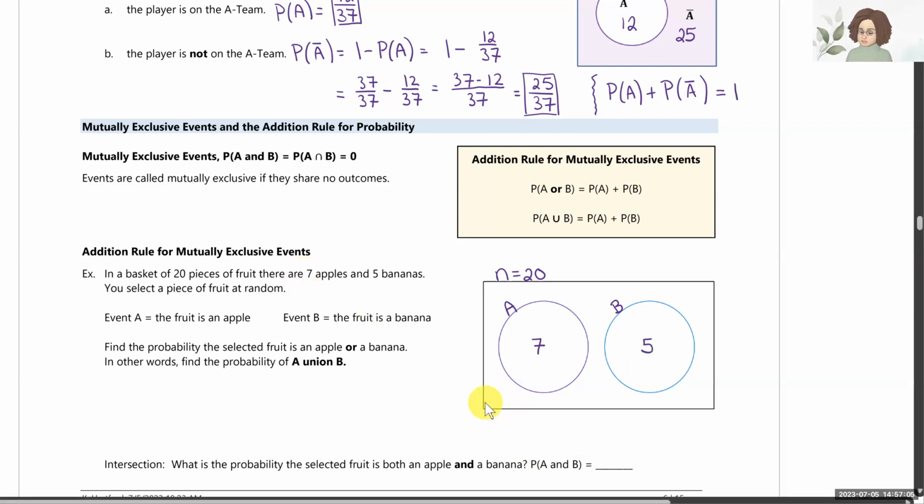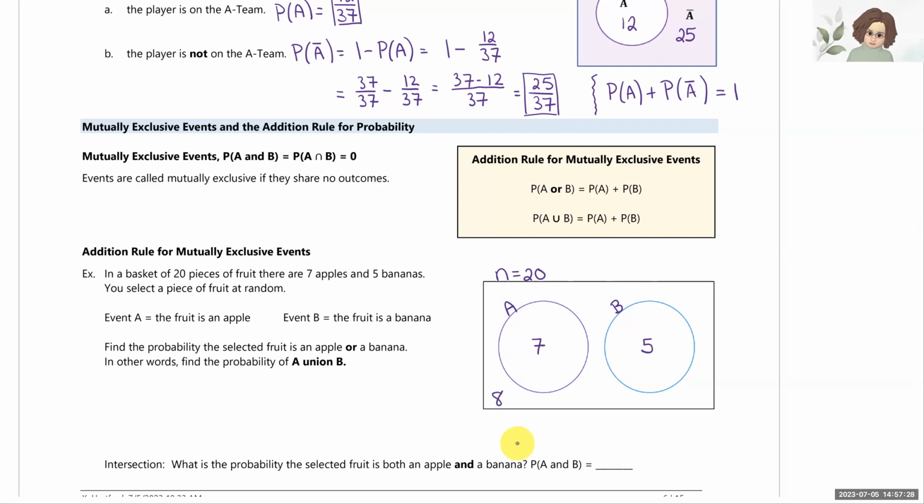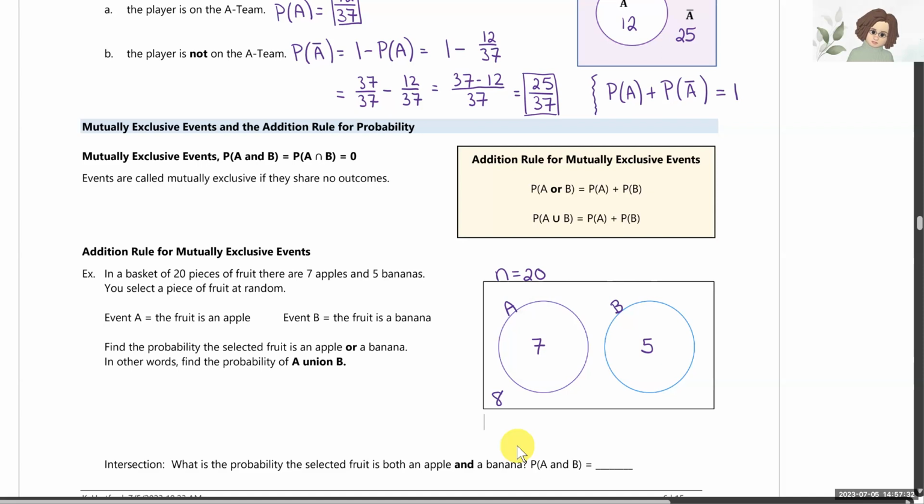Now I do want to finish the Venn diagram though, because there's 20 pieces of fruit. So when we find the probability of getting an apple or a banana, we'll also know what would be left over. So of course, on the Venn diagram here, 7 plus 5 are 12 pieces of fruit. So 20 minus those 12 would leave me 8 out here. We just want to switch that into a probability question.